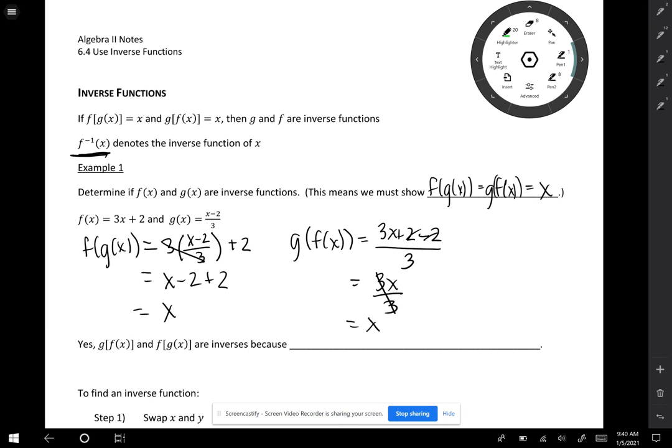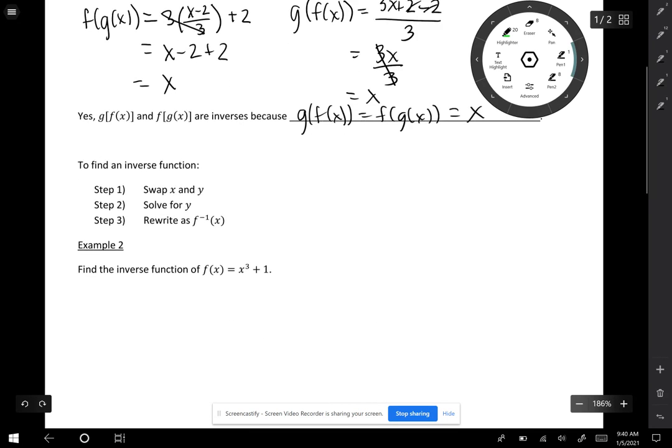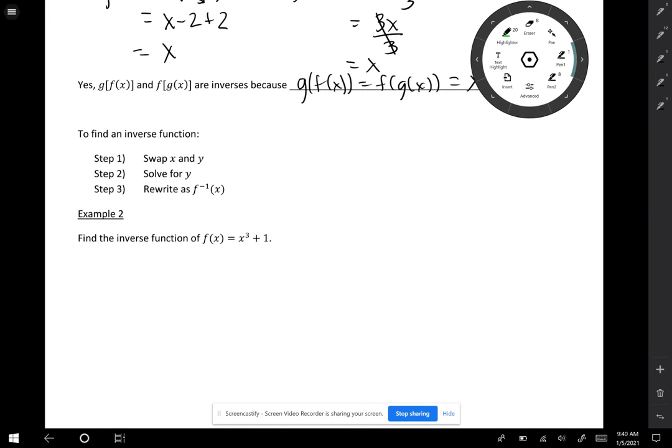So yes, g of f of x and f of g of x are inverses because g of f of x equals f of g of x, which equals x. So that's all you have to do, is find both compositions, see if they equal x, and if they do, then they are inverses. Now, if you're asked to find an inverse of a function, so they give you a function, they want you to find the inverse, the steps to do that are right here.